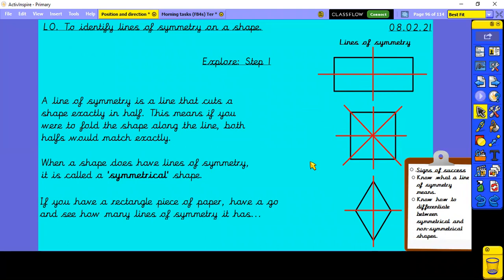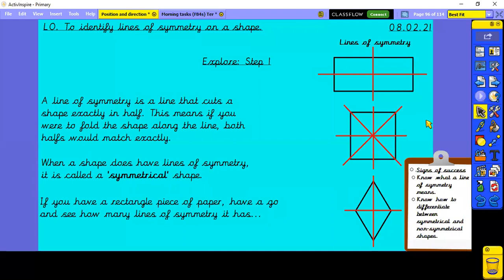I would like you to have a little go with a piece of paper if you have one. What I want you to do is just fold it in different ways and see how many lines of symmetry there are. Remember, lines of symmetry are when the folds are exactly the same. They look exactly the same when you fold the piece of paper in half. So pause the video and go and get a piece of paper if you'd like to have a go at that. And if not, we'll continue the lesson on the next slide.